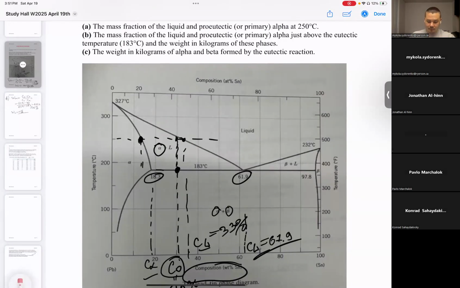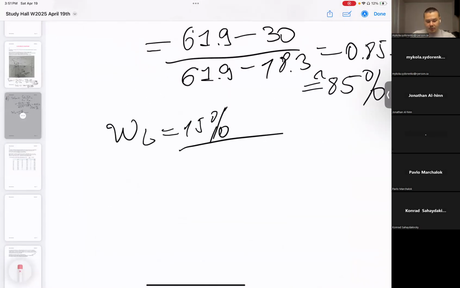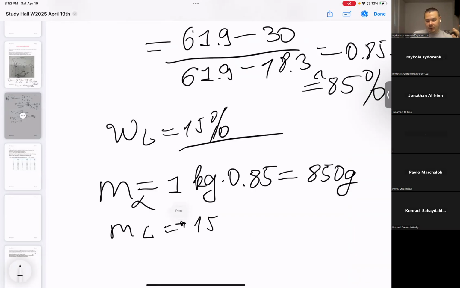To find the mass is very simple. You have 1 kilogram, and you multiply that by your weight fraction. If you're looking for the mass of the solid above the eutectic, that's just times 0.85, so you end up with 850 grams of solid. For the liquid, you end up with 150 grams of liquid left. That's part B.